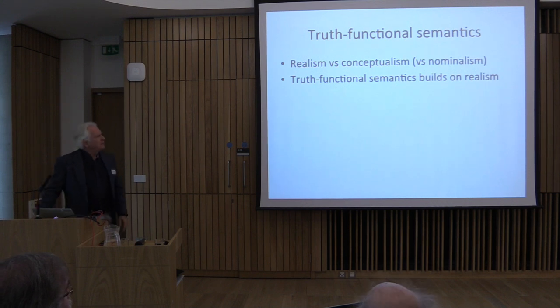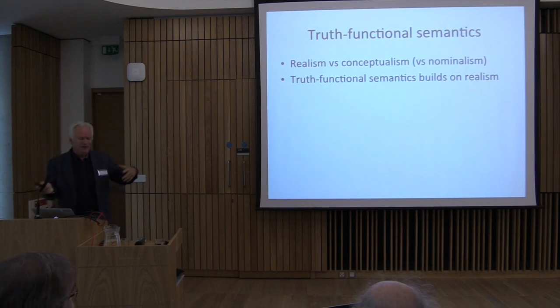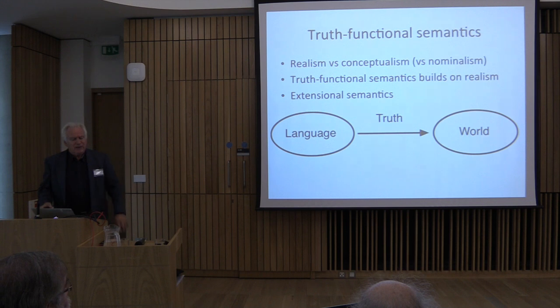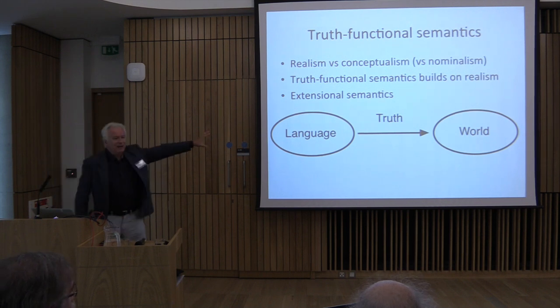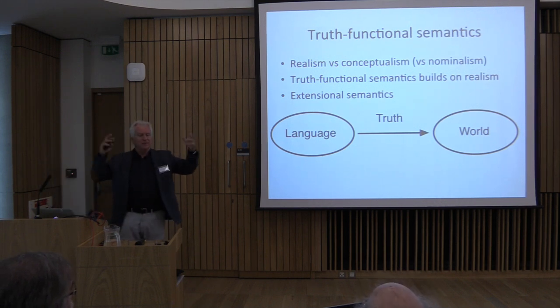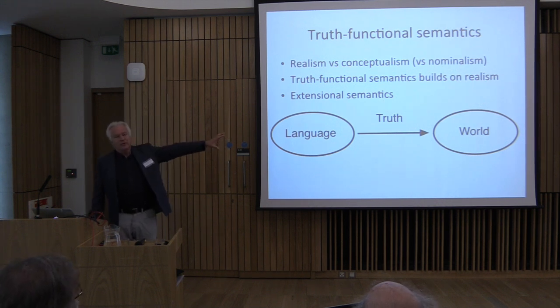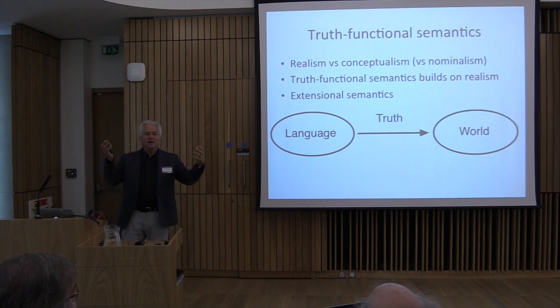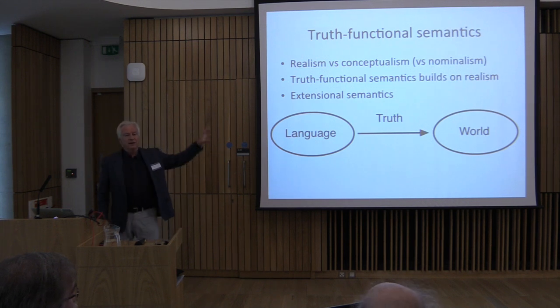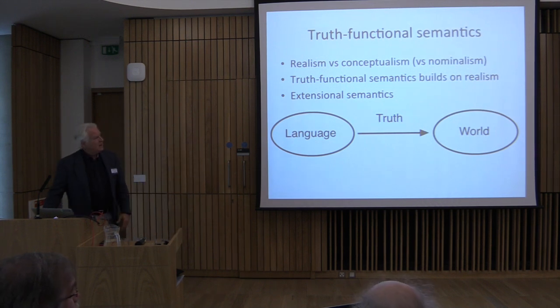Truth functional semantics builds on realism. I mean, you can have a cognitive version of truth functional semantics, but most people work in that way. And the traditional Frege-Tarski model is that there is this language, it's an abstract system, in the best case a formal language, and then there is the world, and things are true or false about the world, and giving the meaning of an expression is to define its truth conditions. So meanings are truth conditions in the traditional extensional semantics, and that's the starting point for most of analytic philosophy.